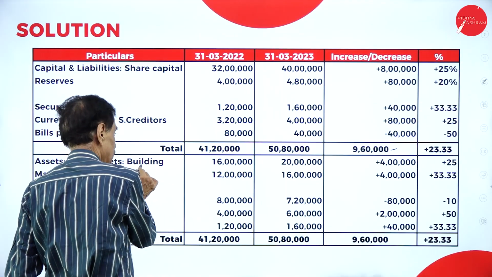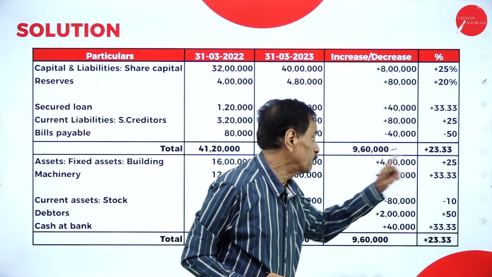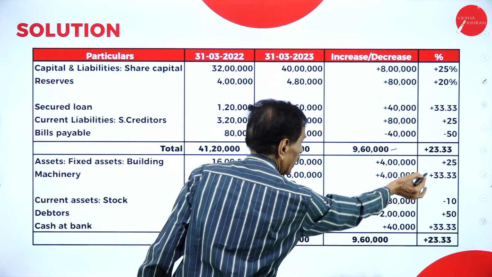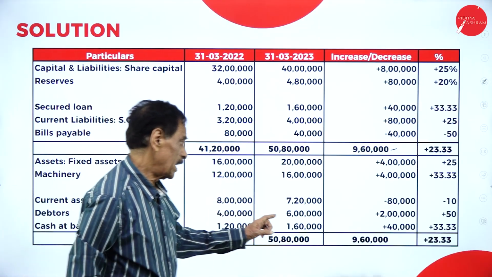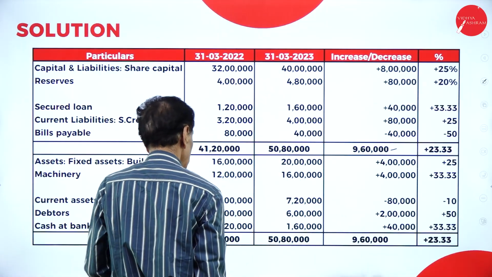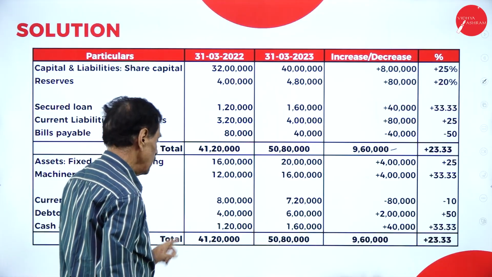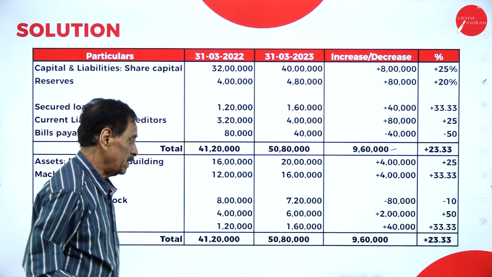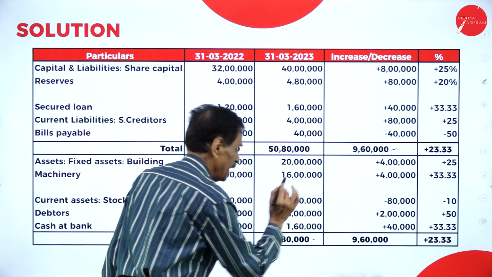Fixed asset, this is tangible, building 16 lakh, 20 lakh, there is an increase of 4 lakh, it becomes 25%. Machinery, 12 lakh, 16 lakh, there is an increase of 4 lakh, 33.33%. Current asset stock, 8 lakh, 7 lakh 20,000, there is a decrease of 80,000, minus 10%. Debtor, 4 lakh, 6 lakh, increase of 2 lakh, 50%. Cash at bank, 1 lakh 20, 1 lakh 60, increase of 40,000, 33.33%.